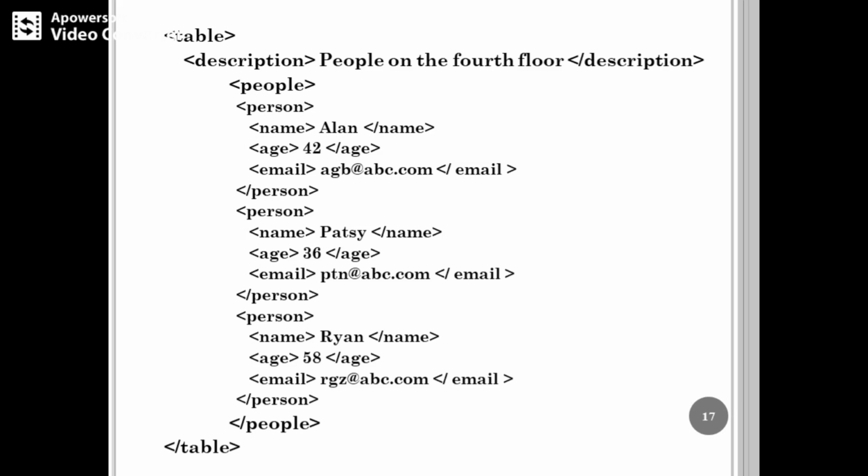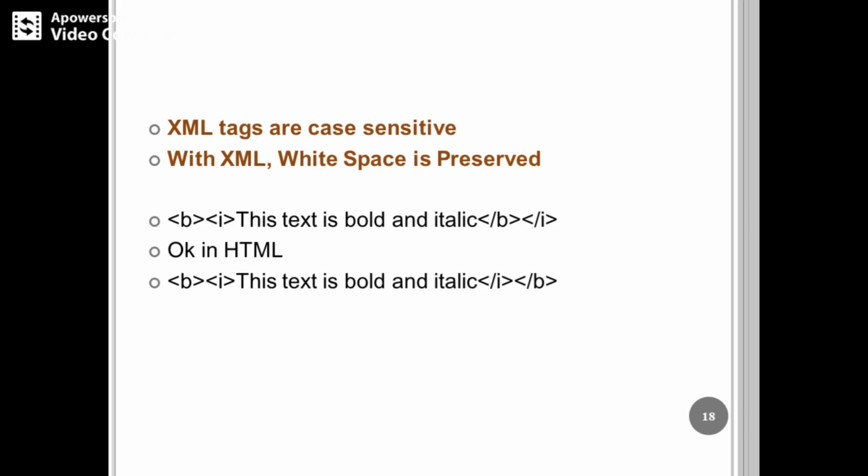3 people whose name, age, and email ID is mentioned. We are creating a structure for 3 people in a table format.